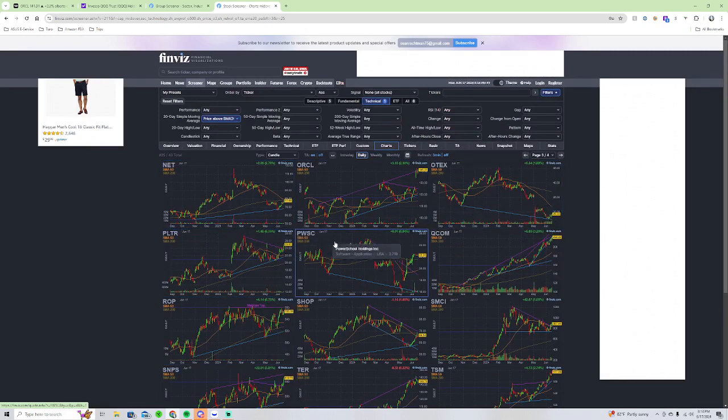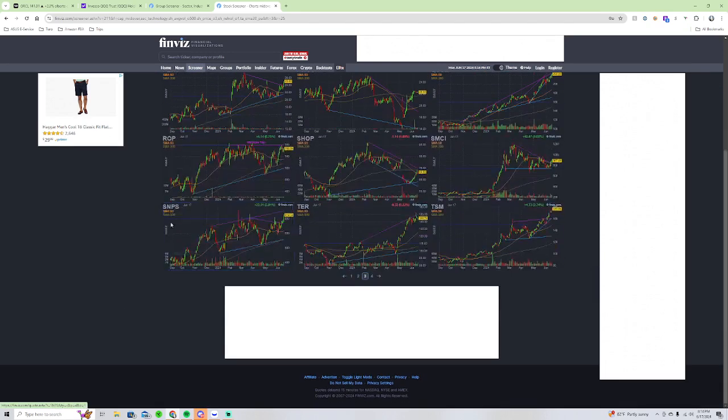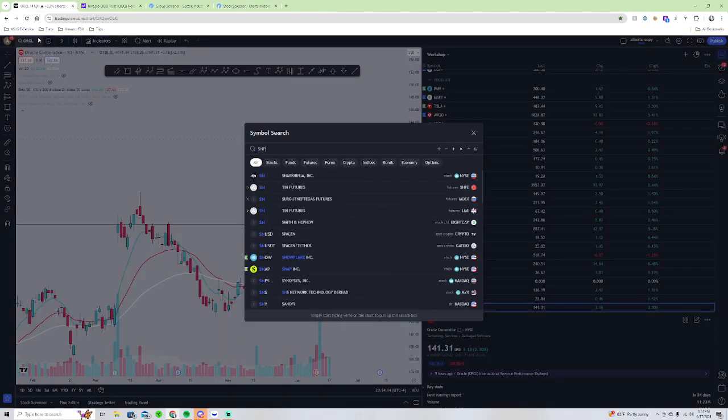This is below, we already have Palantir. This one's not looking that good. We already have the QCOM, I don't like this. We already have SMCI. SNPS looks interesting, I've never heard of that name.